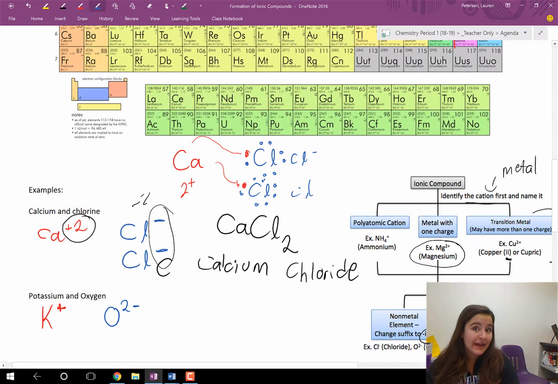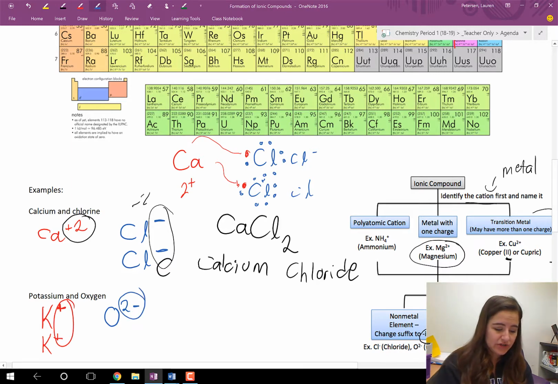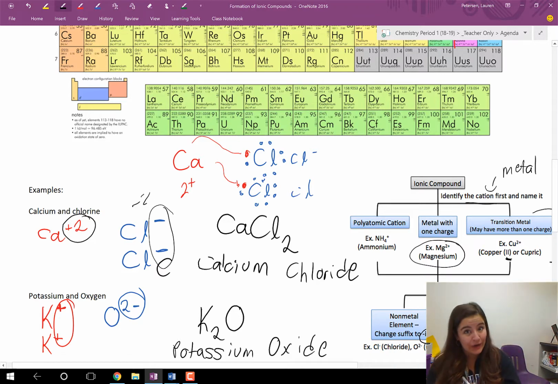So in this one, I have more negative charge than I have positive charge. So I'm going to add in another potassium so that I have 2 positive charge to balance out that 2 negative charge. So the formula is K2O, aka potassium oxide. And you always have to write the metal first. It is not okay to write this as OK. Okay, always KO.